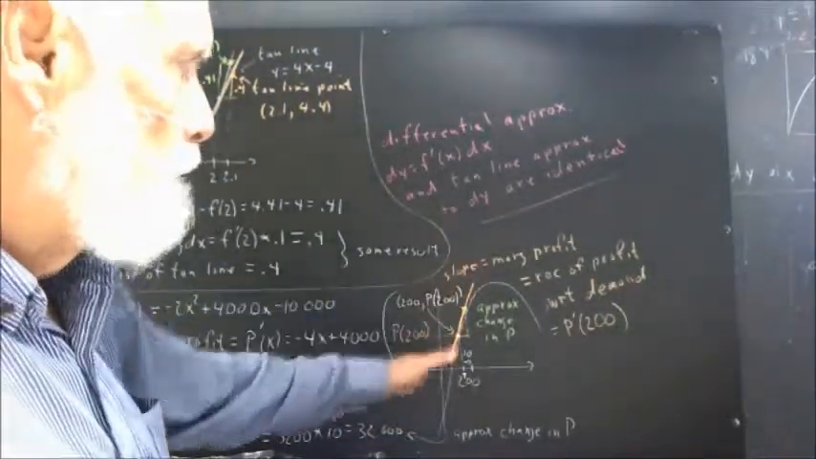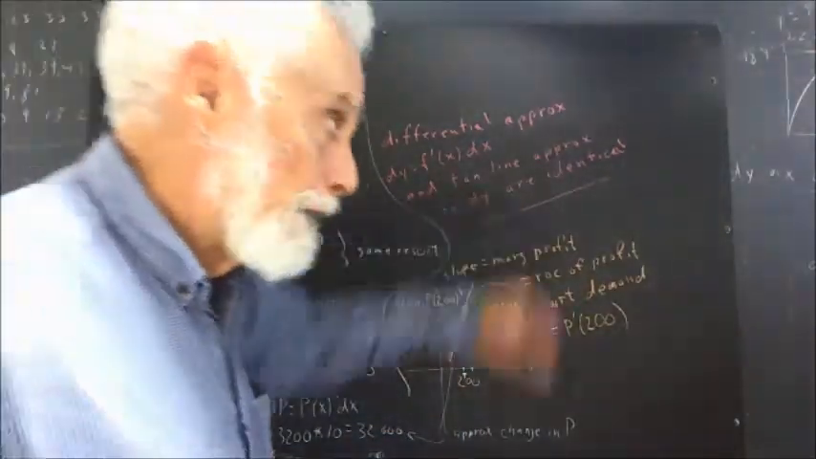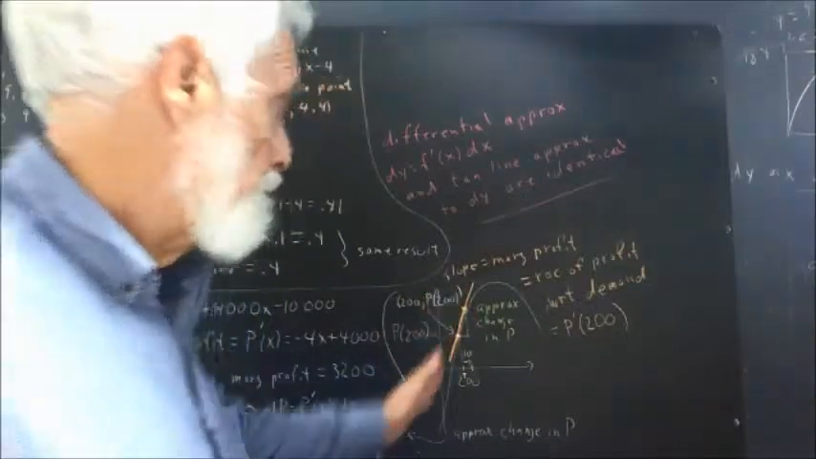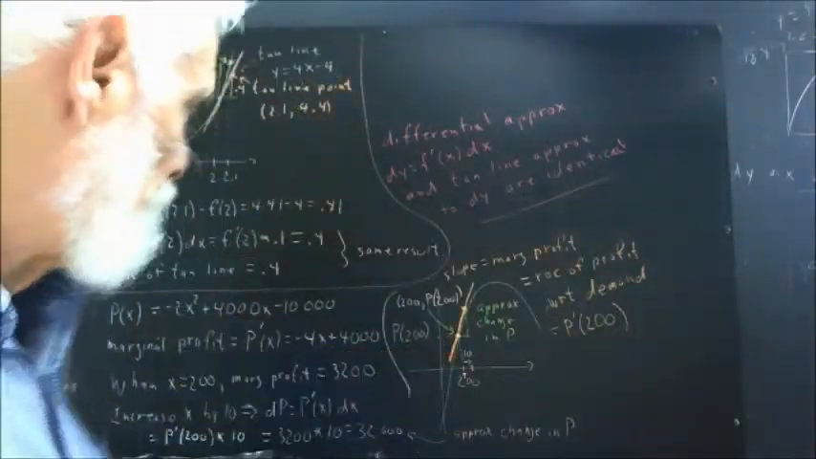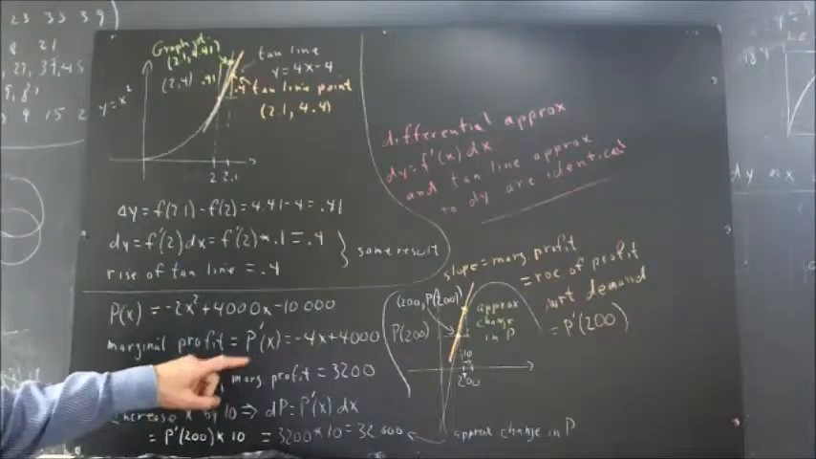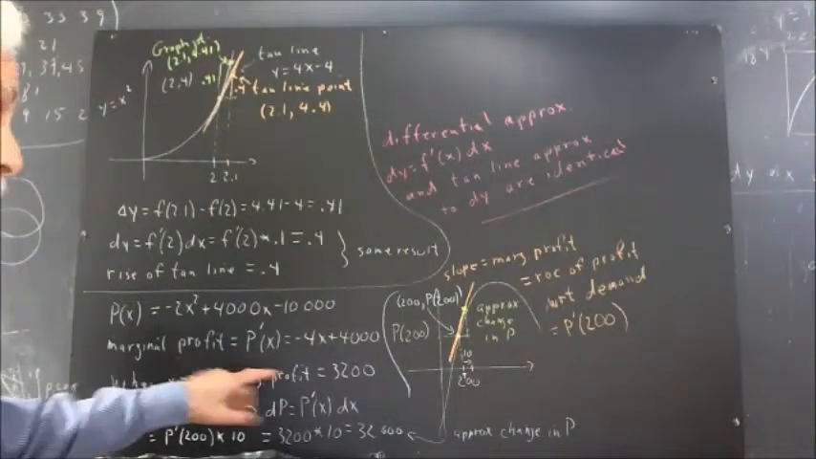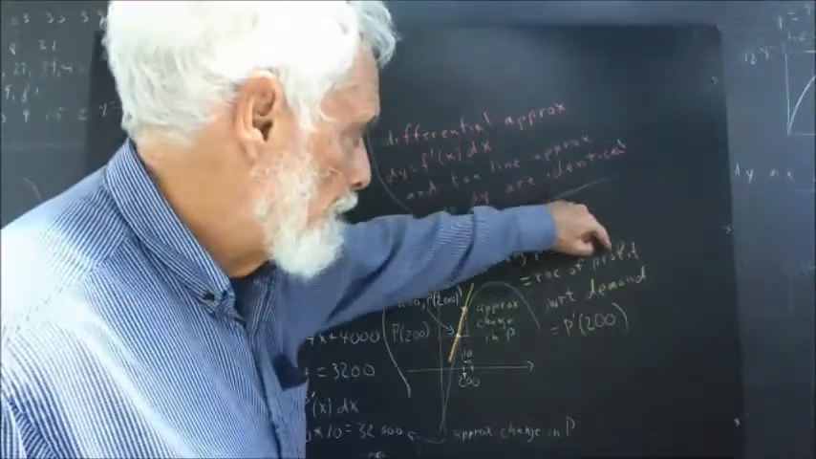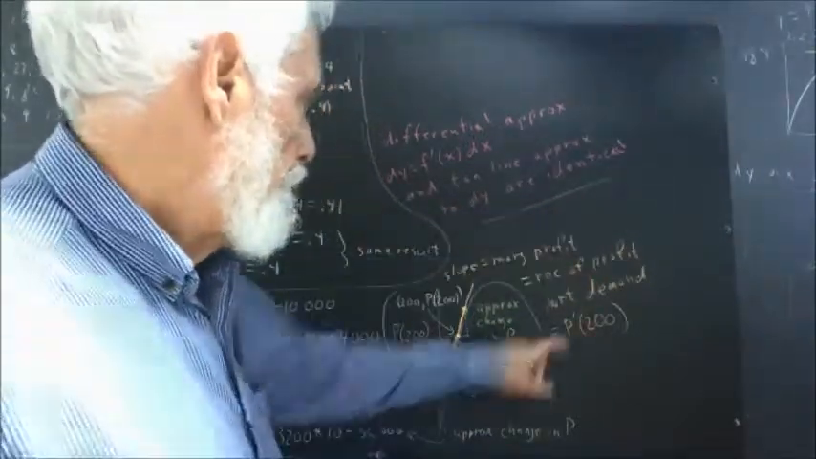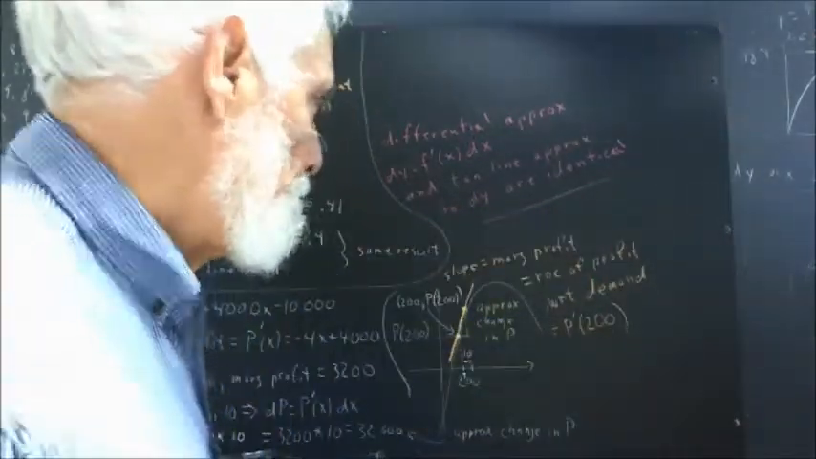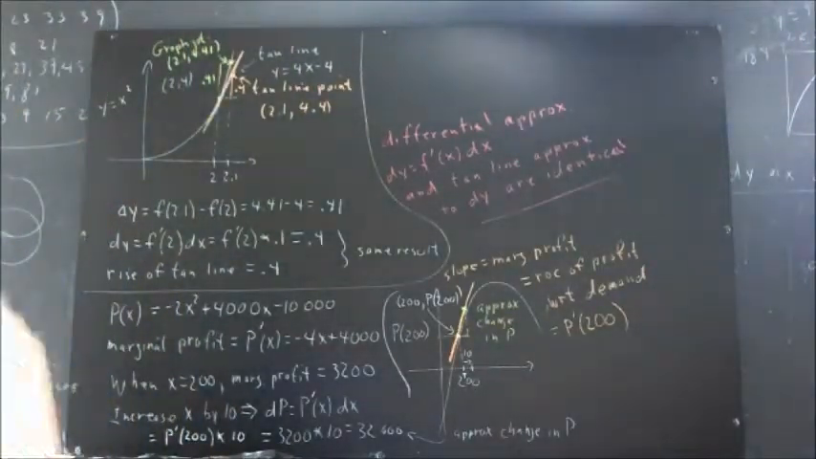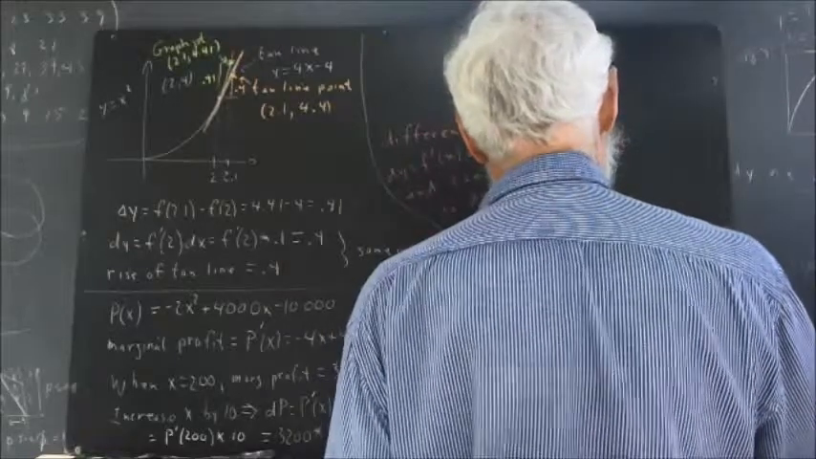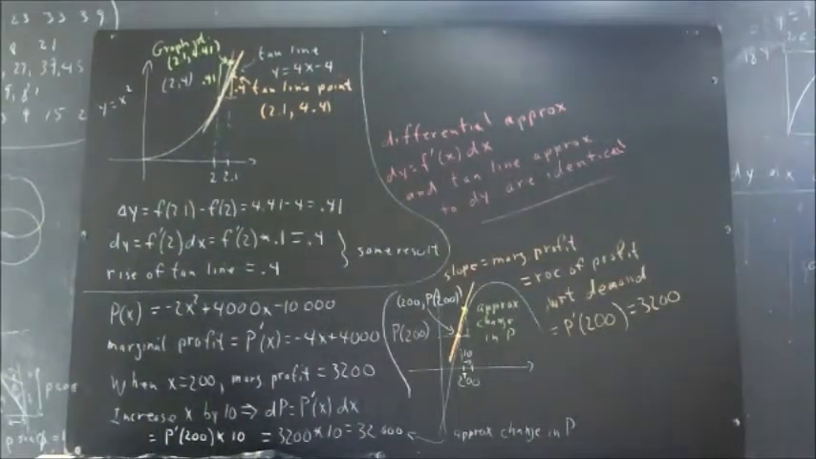We have our tangent line. The tangent line has a slope equal to the derivative of the profit function, which is just the marginal profit. So the slope here is your marginal profit, which is the rate of change of profit with respect to demand, and that's P prime of 200. And that is the 3,200 that we calculated previously.